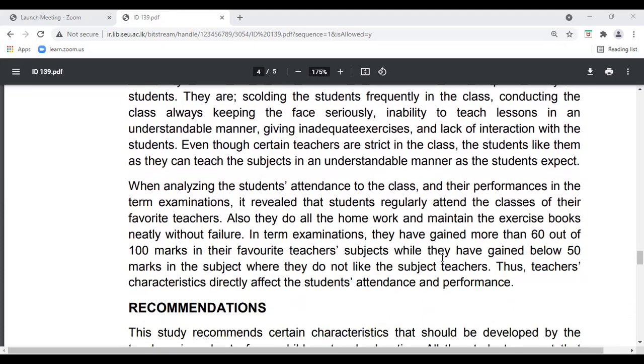When analyzing the students' attendance in class and their performance in the term examinations, it was revealed that students regularly attend the classes of their favorite teachers. Also, they do all the homework and maintain the exercise books neatly without fail. In term examinations, they have gained more than 60 out of 100 marks in their favorite teachers' subjects, while they have gained below 50 marks in the subjects where they do not like the teachers. Thus, teachers' characteristics directly affect the students' attendance and performance.